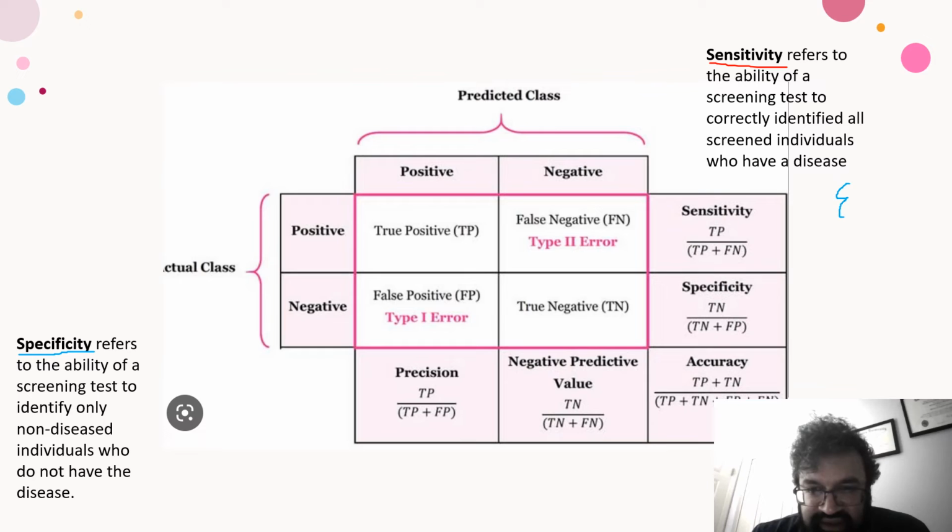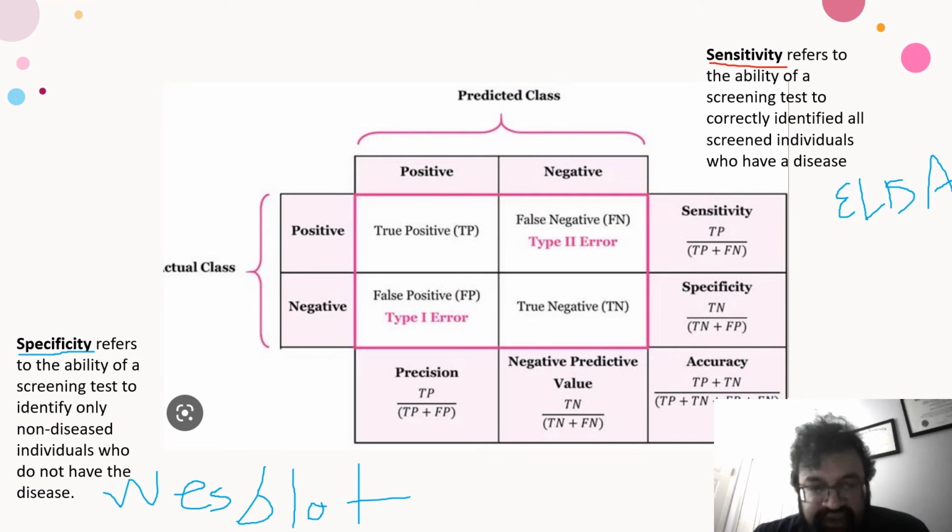So I can write that down. ELISA. This is for HIV. And then this is Western blot right here. So this is only for HIV again. I'm just going to write Western and then blot. So there you have it.